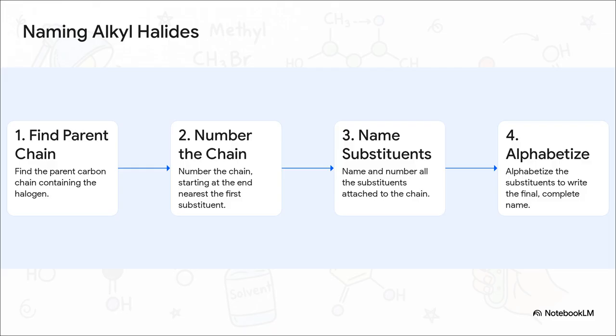Okay, here's the four-step game plan. First up, find the longest continuous chain of carbon atoms that has the halogen hanging off of it. That's your parent chain. Step 2, you've got to number the carbons in that chain, but you start from the end that's closest to the first thing attached to it, what we call a substituent. Third, you name and number every single substituent. And finally, you put all those names in alphabetical order right before the name of the parent chain.